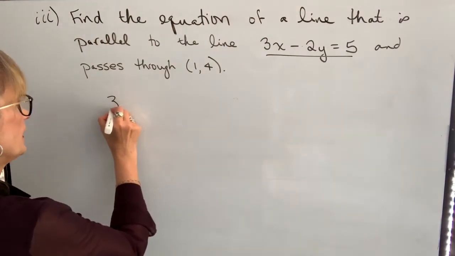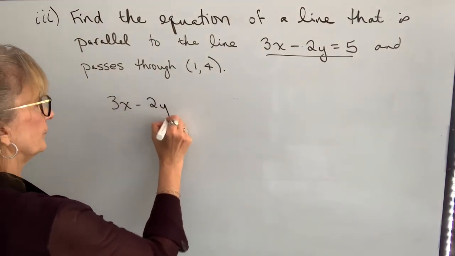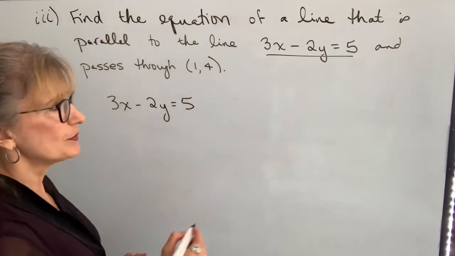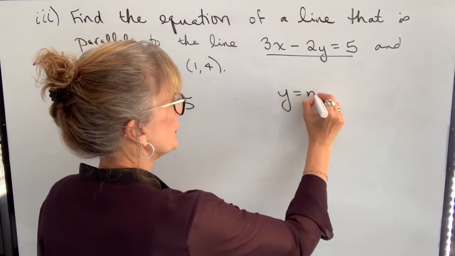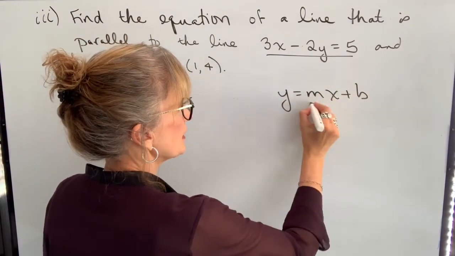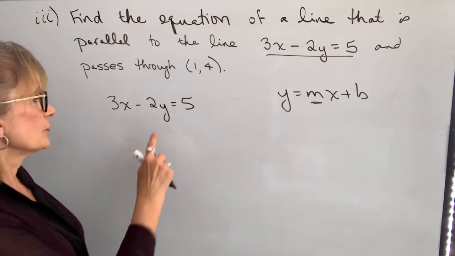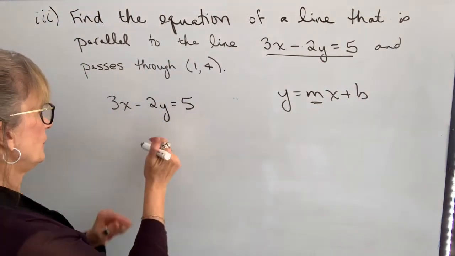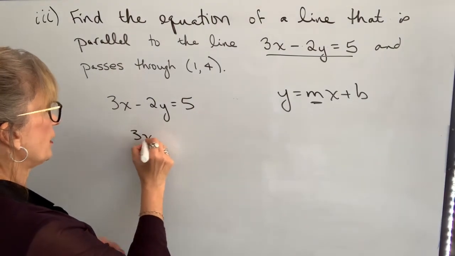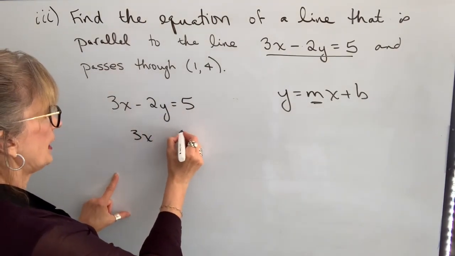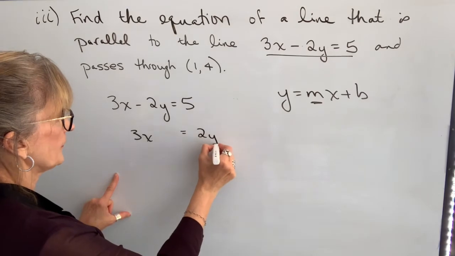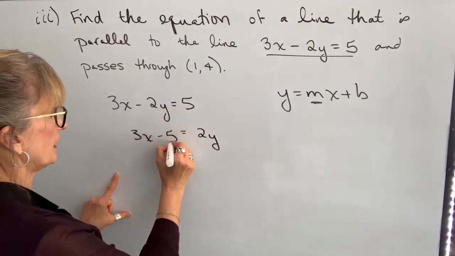So in order to find the slope, I need to put my equation in this form, because once it's in that form, the coefficient of x will tell me the slope. So I'm going to isolate the y. I'm just going to move things around. I want it to be positive, so I'm going to add a 2y to both sides, and I'm going to subtract a 5 from both sides.